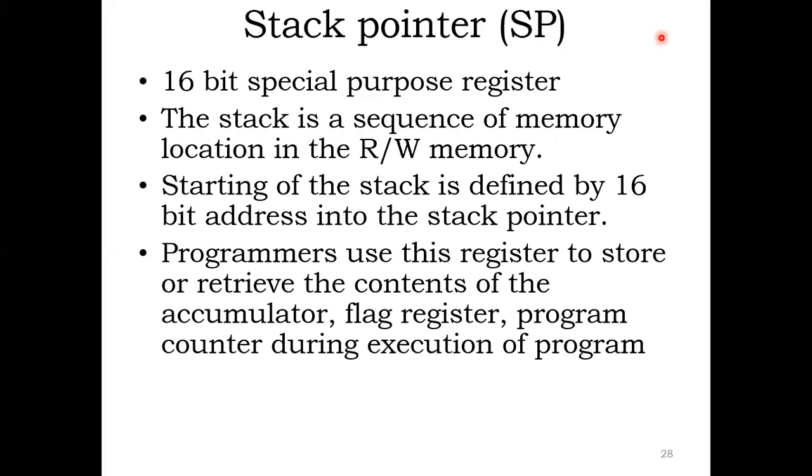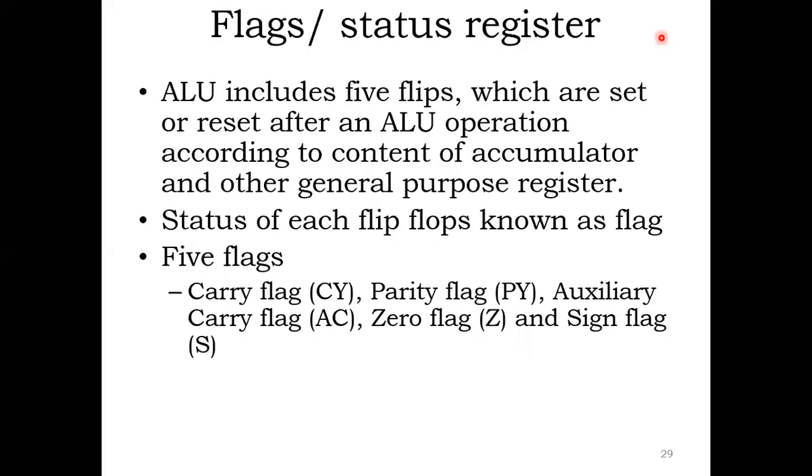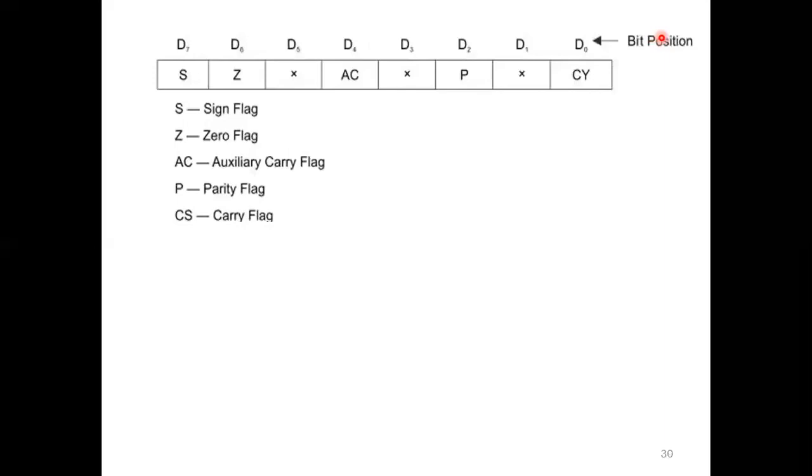Now the flag register. The ALU includes 5 flip-flops which are set or reset after an ALU operation, according to the content of the accumulator and other general purpose registers. The status of each flip-flop is known as a flag. There are 5 flags: carry flag, parity flag, auxiliary carry flag, zero flag, and sign flag. This is the construction of the flag register: S for sign flag, Z for zero flag, AC for auxiliary carry, P for parity, and C for carry flag.